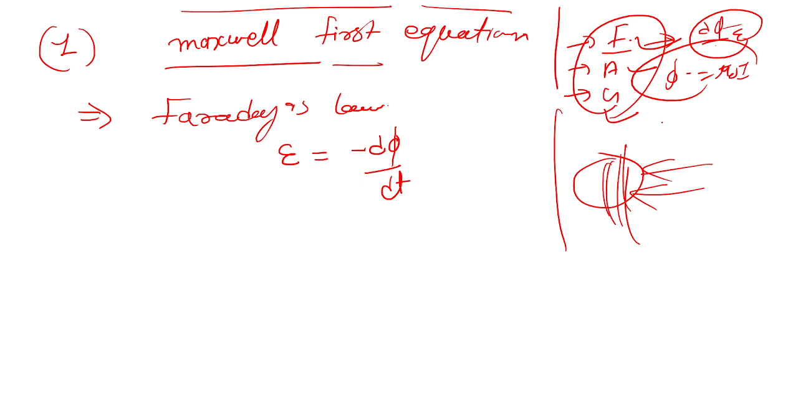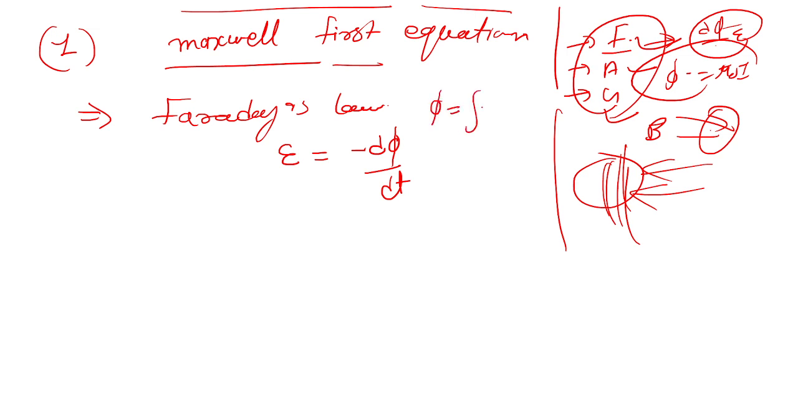Flux means the magnetic field passing through a particular surface at a particular instant of time. Let's say here is a surface, and how many magnetic field lines are passing through this surface at a particular instant of time. That is called magnetic flux, and it is denoted by phi. Now, what is the electric flux?